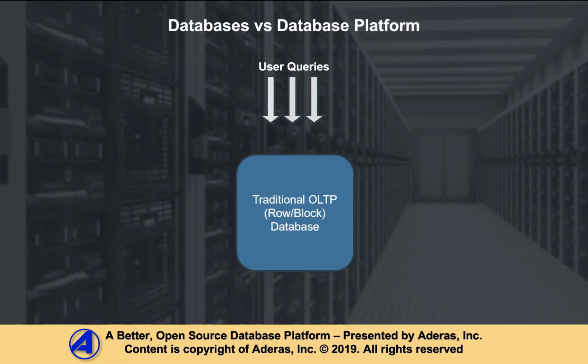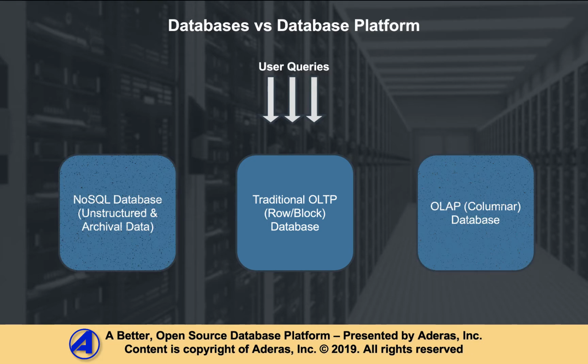Undoubtedly, you already have some type of operational database supporting your application. Probably that database is a traditional row block design. Oracle, SQL Server, DB2 are common COTS databases. Postgres and MySQL are common open source databases. The problem is that these are only one type of database. There may be other types that better serve your other use cases.